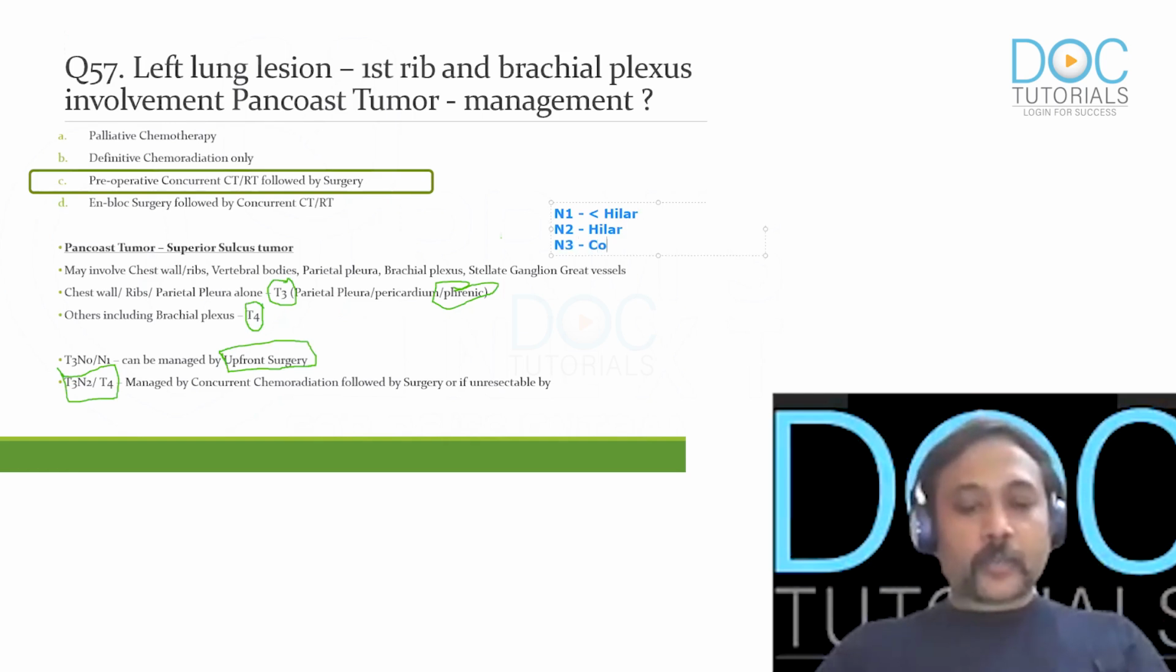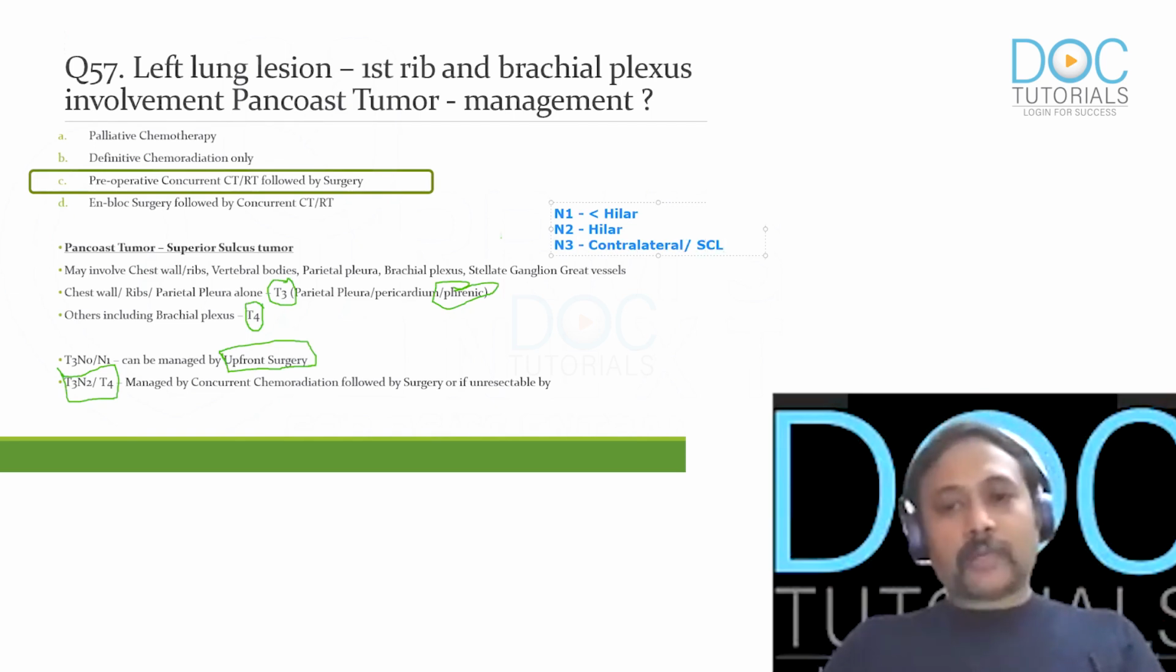And N3 is going to be any contralateral nodes, or your supraclavicular nodes. So any contralateral node or the presence of supraclavicular nodes, both of which will come under the N3 level of nodes. So when you have patients who have got a contralateral hilar node or patients who have got a hilar node in general, so these are clear indications.